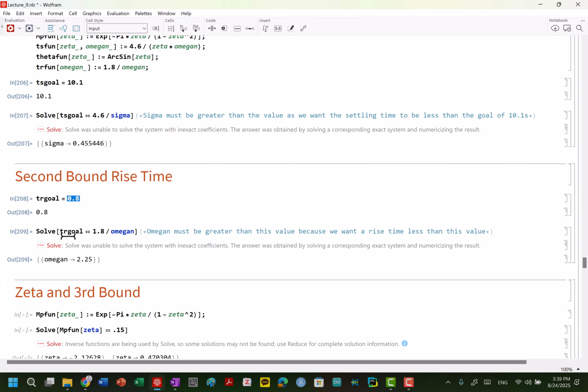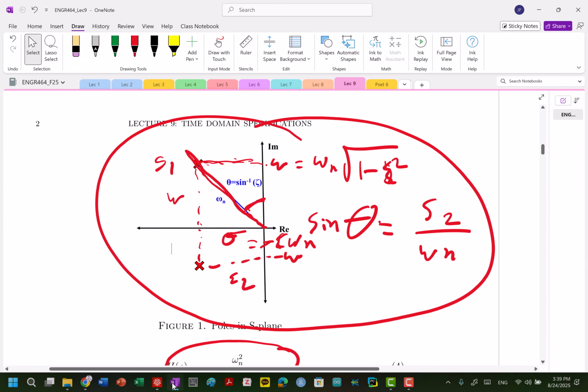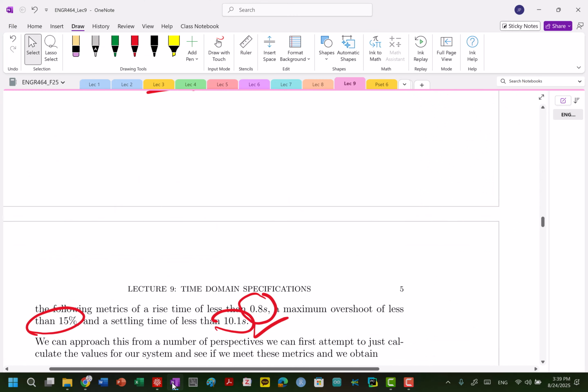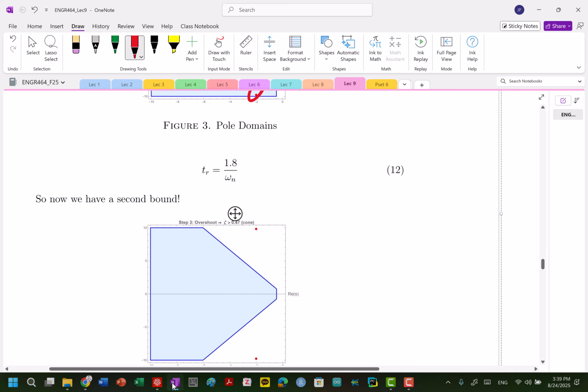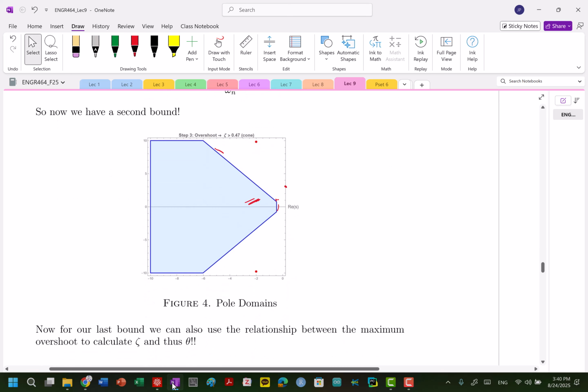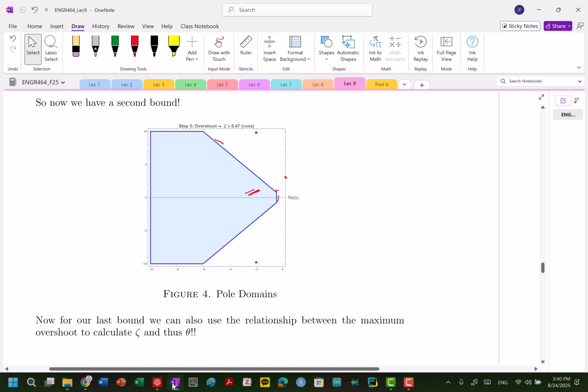So this is our goal. We're going to use this relationship up here, and omega n has to be greater than 2.25. So let's see how that looks. Remember, we have to be less than that 0.46, but now our omega n has to be essentially larger than this. So it has to fall effectively within these bounds.